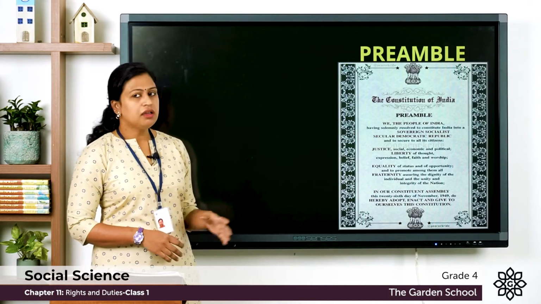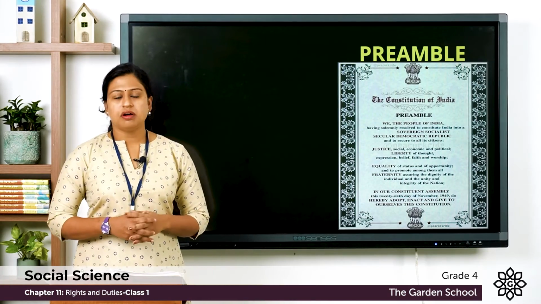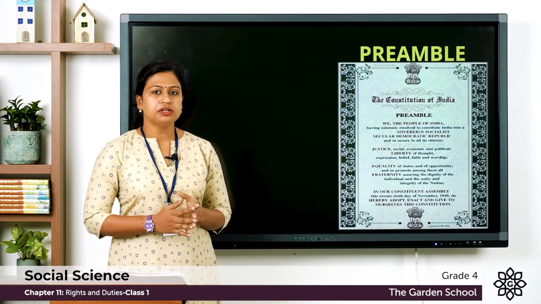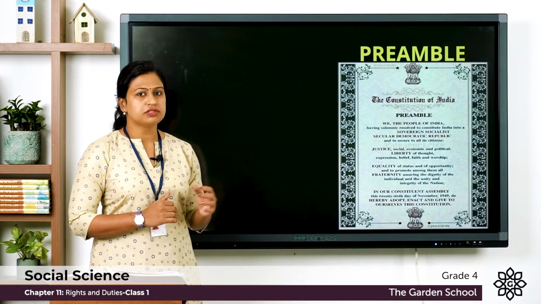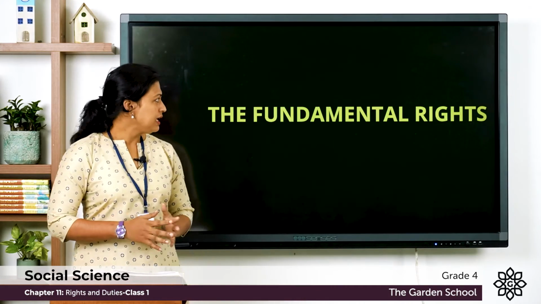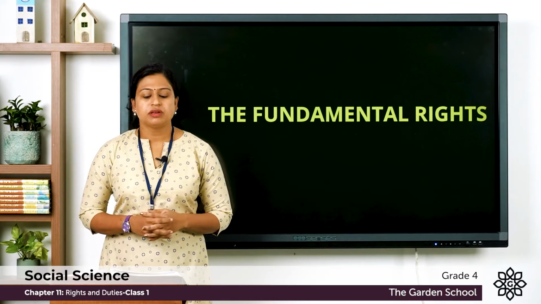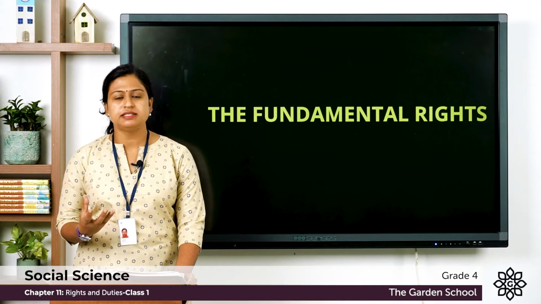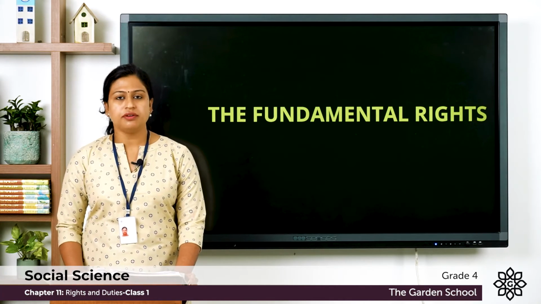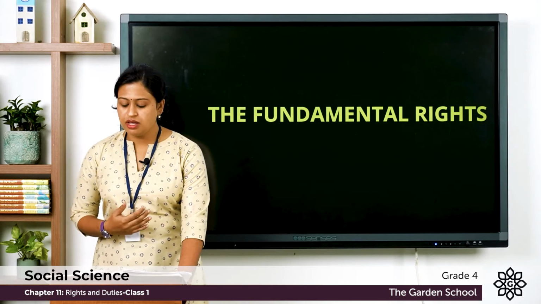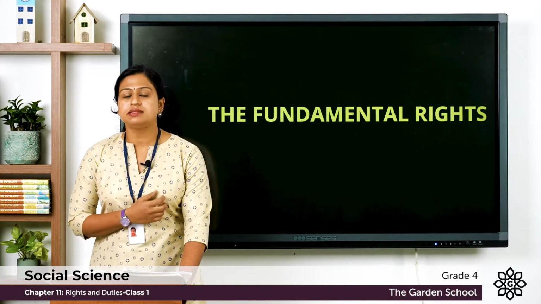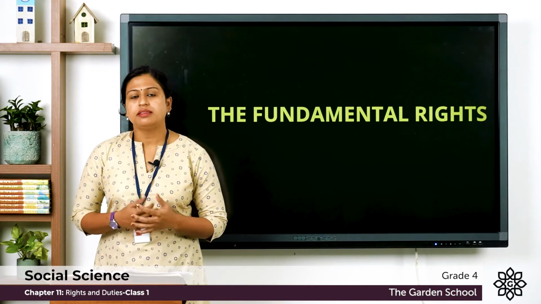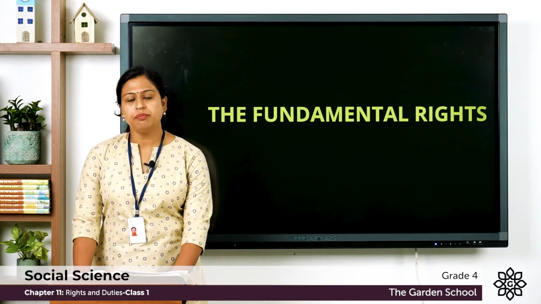Next, you can see preamble of the Constitution of India. As I have already told you, it is a preface or introduction which highlights the contents of the Constitution of India. Next, we will discuss about the rights. So, what are rights? Rights are claims or some special benefits that are given to the people of the country. So, these rights are necessary to help people to become better citizens. And if people think that these rights are being violated, then they can go to the court for their protection.